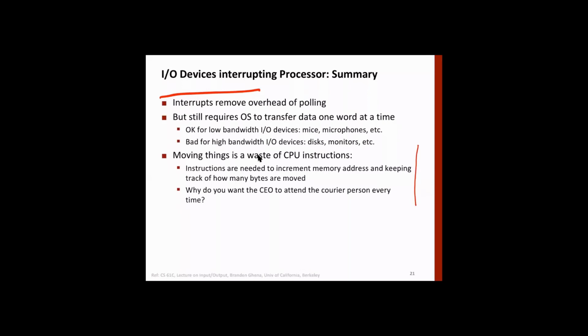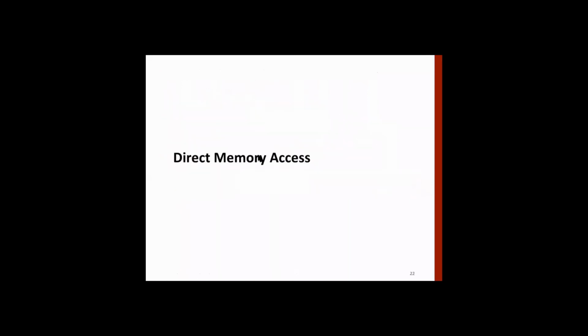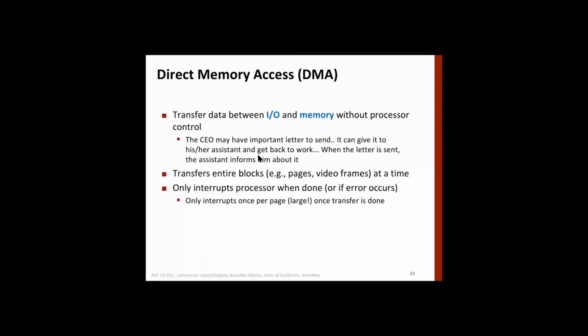So the same thing we do in a computer. The CPU is not totally involved in the transfer. It knows the transfer is happening. It will initiate the transfer, but give responsibility to its secretary. And that we call DMA, direct memory access. It transfers data between the IO device and memory without processor control.